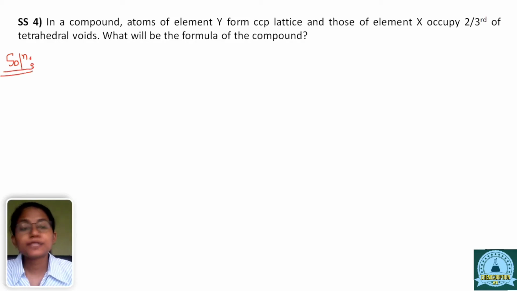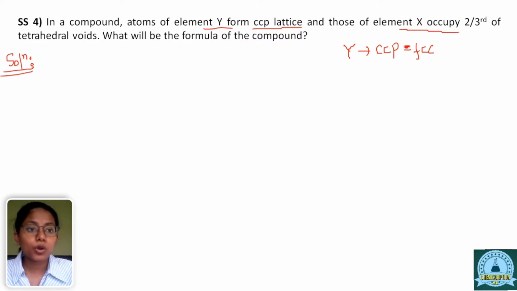In a compound, the next problem is, in a compound, atoms of an element Y form a CCP lattice. So it is saying that Y forms a CCP lattice. CCP is equal to what? FCC. CCP and FCC both are the same. And those of element X occupy two-thirds of the tetrahedral voids. So what will be the formula of the compound?